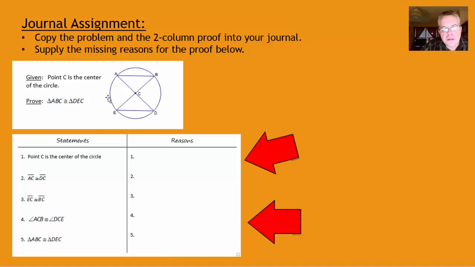There's a circle here, so think: what does the circle tell us about these triangles and some of the segments? All right, give it your best shot. We'll check it in class. Good luck.